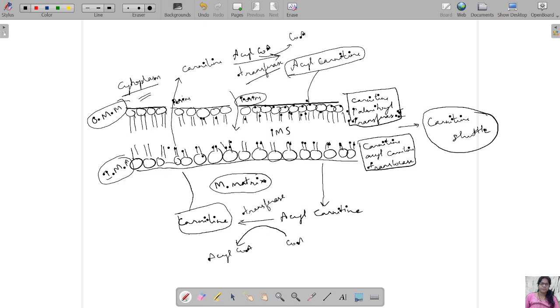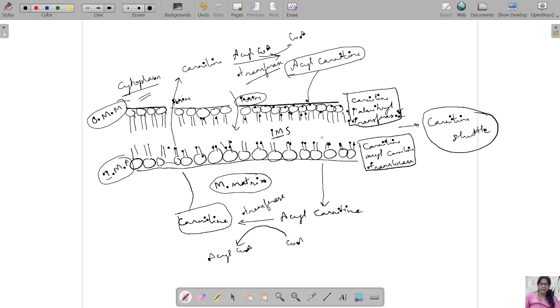Once the acyl CoA has entered into this, called the IMS, the intermembrane space, it cannot enter the inner mitochondrial membrane. So here, this carnitine palmitoyl transferase would help release carnitine, and thus the carnitine binds with the acyl CoA, forming carnitine acyl CoA in the intermembrane space.